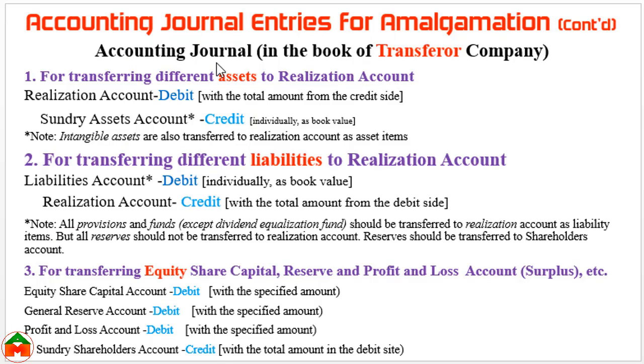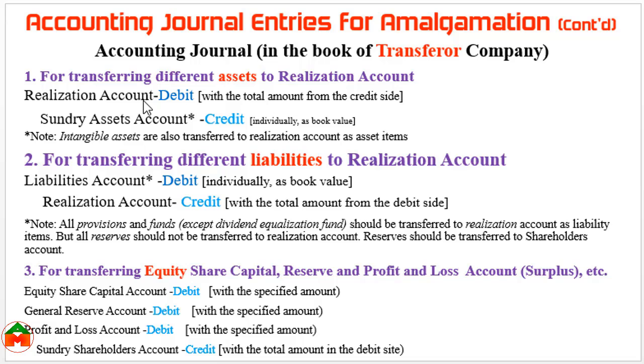In this slide, we are going to learn about the journal entries for the transferor company. Transferor company means the company which will be liquidated or dissolved. The first journal should be for transferring the assets, the second journal for transferring liabilities, and the third journal for transferring equity. Since we are journalizing for the transferor company, we should keep in mind that we are going to banish the items of this company.